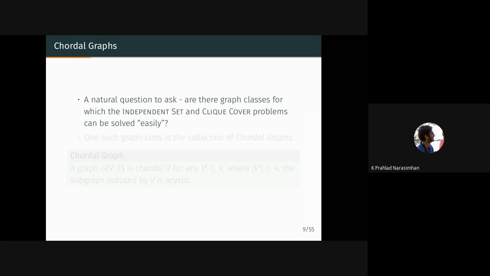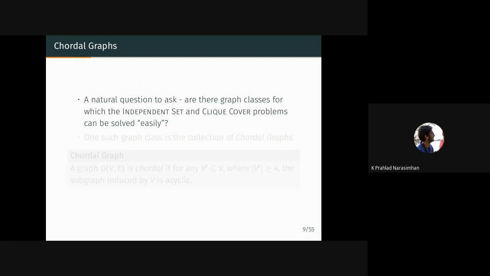So now this already leads us to a question, right? We know that these problems are NP complete in general. The question is, can I find a graph class? A graph class is essentially a collection of graphs with a specific property. Can I find a graph class such that I can solve these problems "easily"? The answer is yes, by the nature of the title of the talk as well as the title of the slide. One such graph class is chordal graphs.